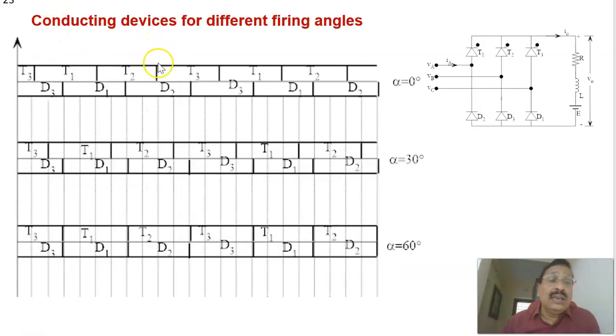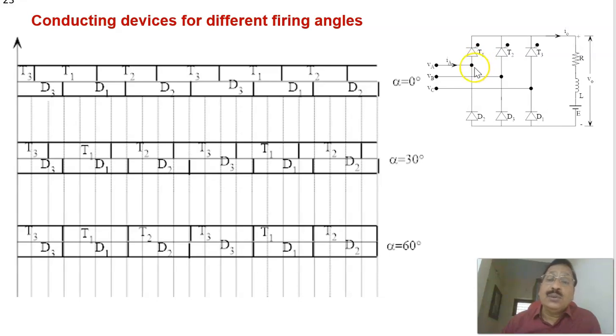This is to show what are the devices that are conducting for different firing angles. When firing angle equal to 0, these are the devices. The diode conduction, which are the maximum negative phases, is not changing. You can see D3, D3, D1, D1, D1, D2, D2, D2, like that. That's not changing. What changes in this one? The device that is on the positive group will be changing based upon the firing angle.